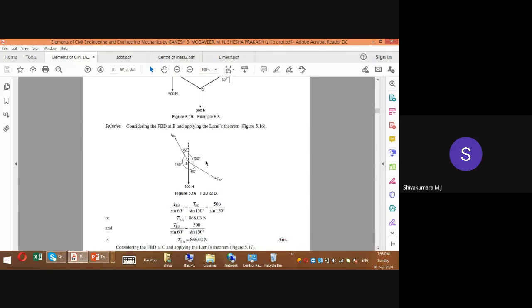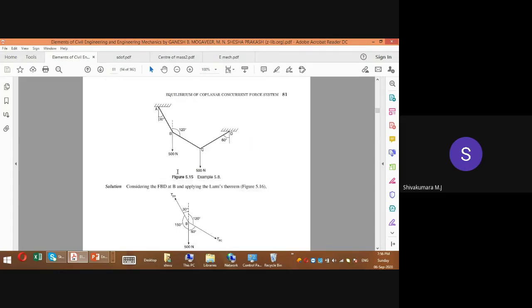Ruchita, totally how many forces are here? Sir, 3. So can we use Lami's theorem? Yes, sir. So according to Lami's theorem, can we say the expression? TBA by sine 60, and 500 by sine 150, equal to TBC by sine 150. Yes, exactly. Good. So that is the expression.